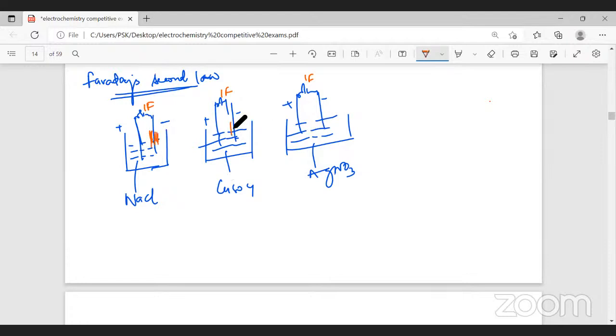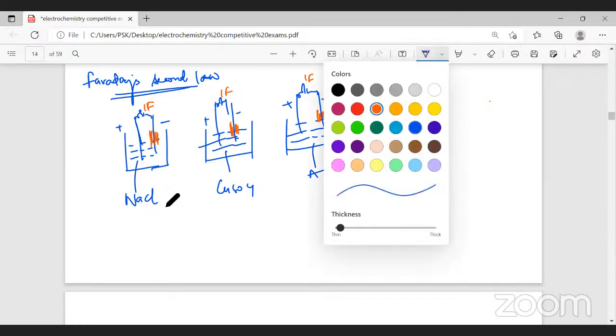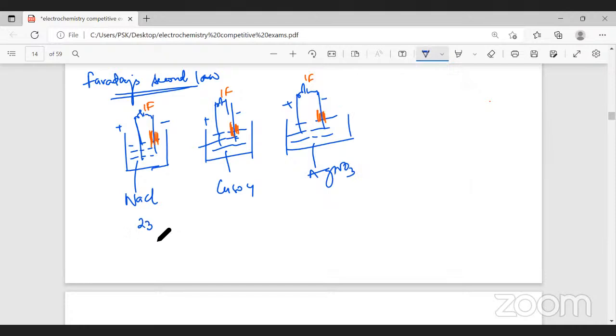Here, copper gets deposited. And here, silver will get deposited. You know that at the cathode, reduction takes place and the metal gets deposited. Now, the amount of sodium getting deposited is 23 grams. Here, 31.75 grams of copper gets deposited. And here, 108 grams of silver gets deposited.